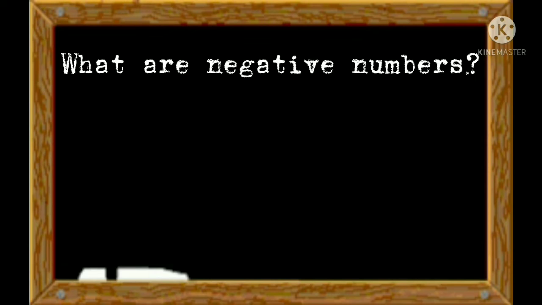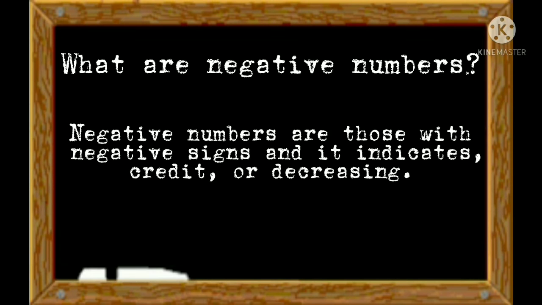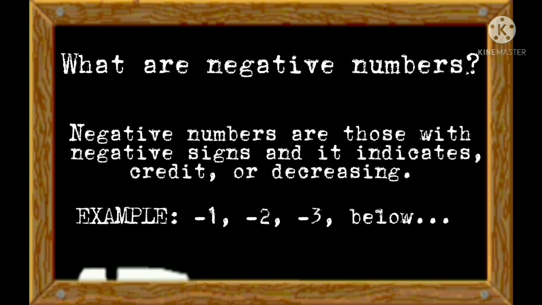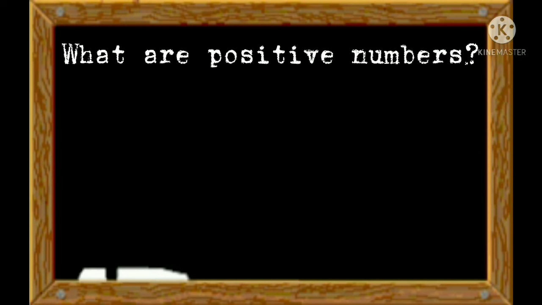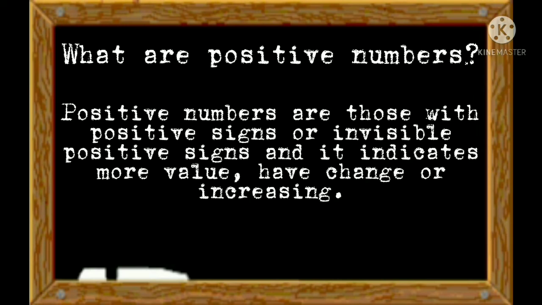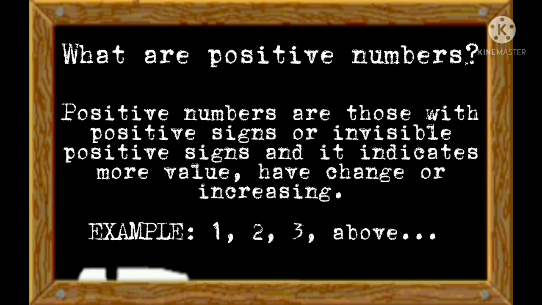What are negative numbers? Negative numbers are those with negative signs, and they indicate less value, credit, or decreasing. For example, negative 1, negative 2, negative 3, and below, and so on. Now, what are positive numbers? Positive numbers are those with positive signs or invisible positive signs, and they indicate more value, gain, or increasing. For example, 1, 2, 3, and above, and so on.